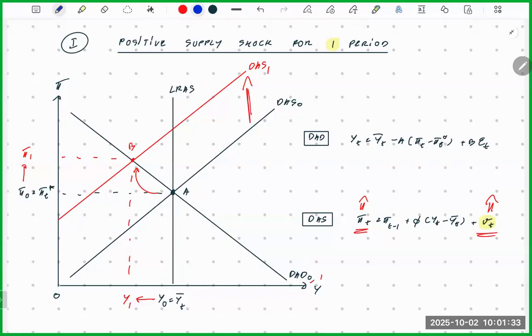Now I shade it in blue color. Y less than Y bar. See? We have an economic slowdown problem. Y less than Y bar. In the dynamic aggregate supply equation, this bracket becomes negative. What does it mean? The right-hand side goes down. Economic slowdown, right? The right side goes down. Then the left-hand side, inflation, needs to go down.